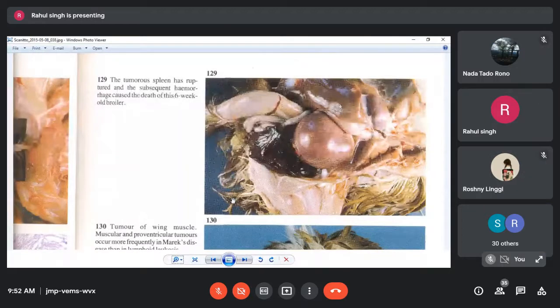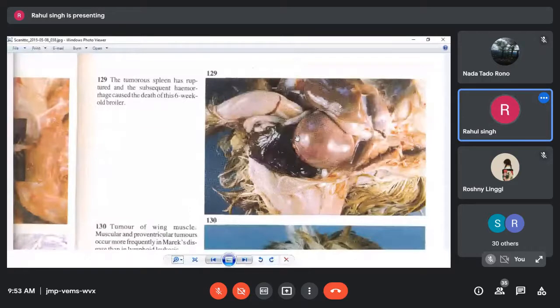Okay. Now this is tumorous spleen. This is liver, part of liver, heart. But spleen should be around this much size. But you can see spleen has enlarged to so big. This spleen has turned tumorous and it has ruptured. You can see this black colored clots. This black color is clot. This is a fatal hemorrhage because of the rupture of spleen, and the bird died.